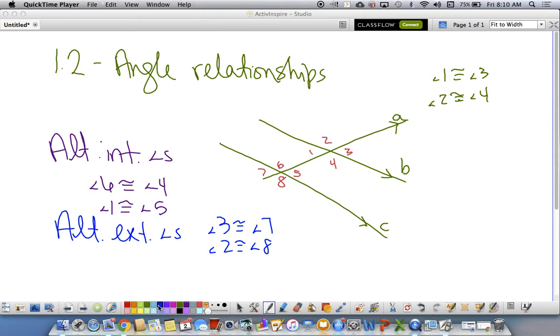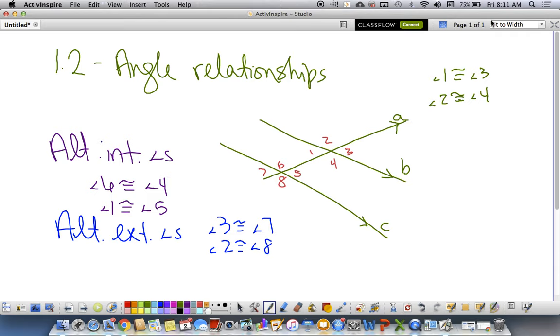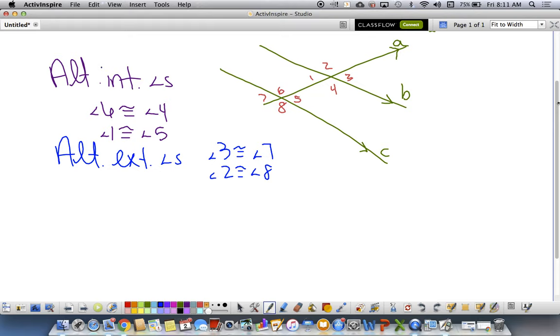I don't like the order of the book, so I'm changing. I'll go with corresponding angles. What are corresponding angles? Corresponding, sorry. I don't like writing that word. That's too long. What did you say? Angle 2 and angle 6, and how are they related? Angle 2 is congruent to angle 6.